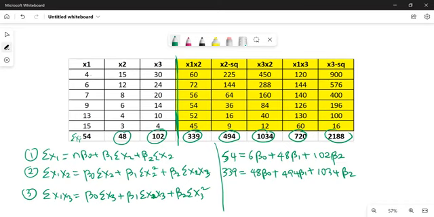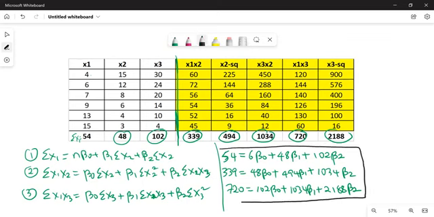And the final normal equation, x1 x3, which is 720, is equal to beta naught summation of x3, which is 102, plus x2 x3, or x3 x2, which is 1034 beta 1, plus x3 square, which is 2188 beta 2. So these are the equations that we need to solve simultaneously.